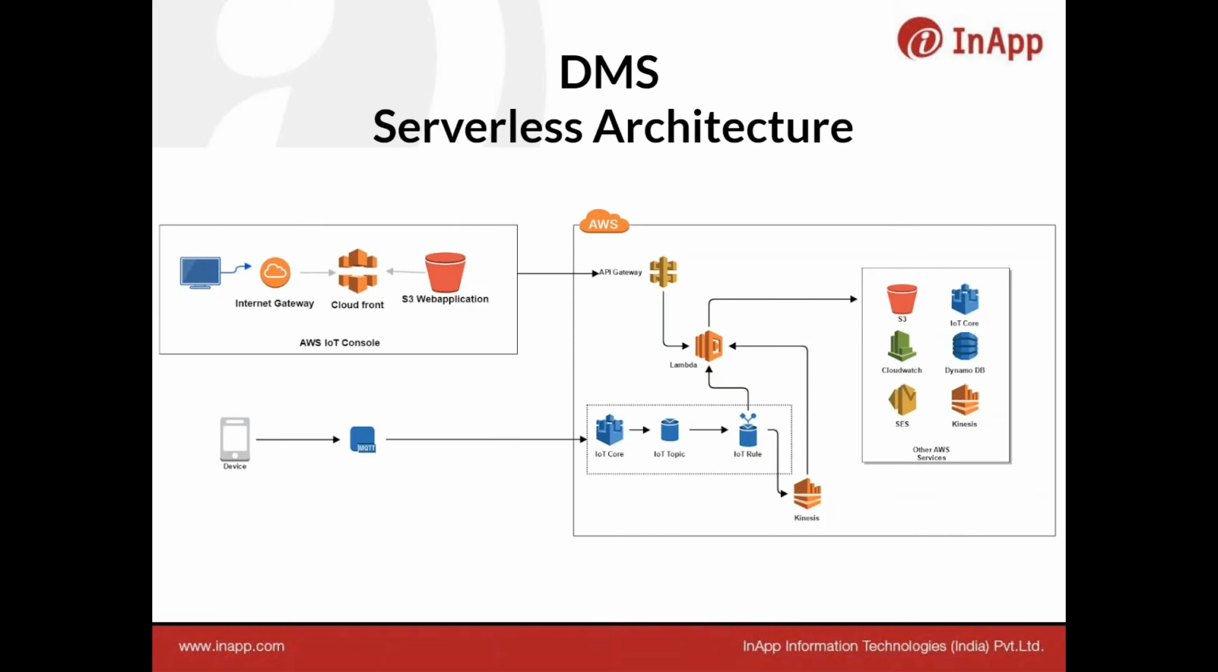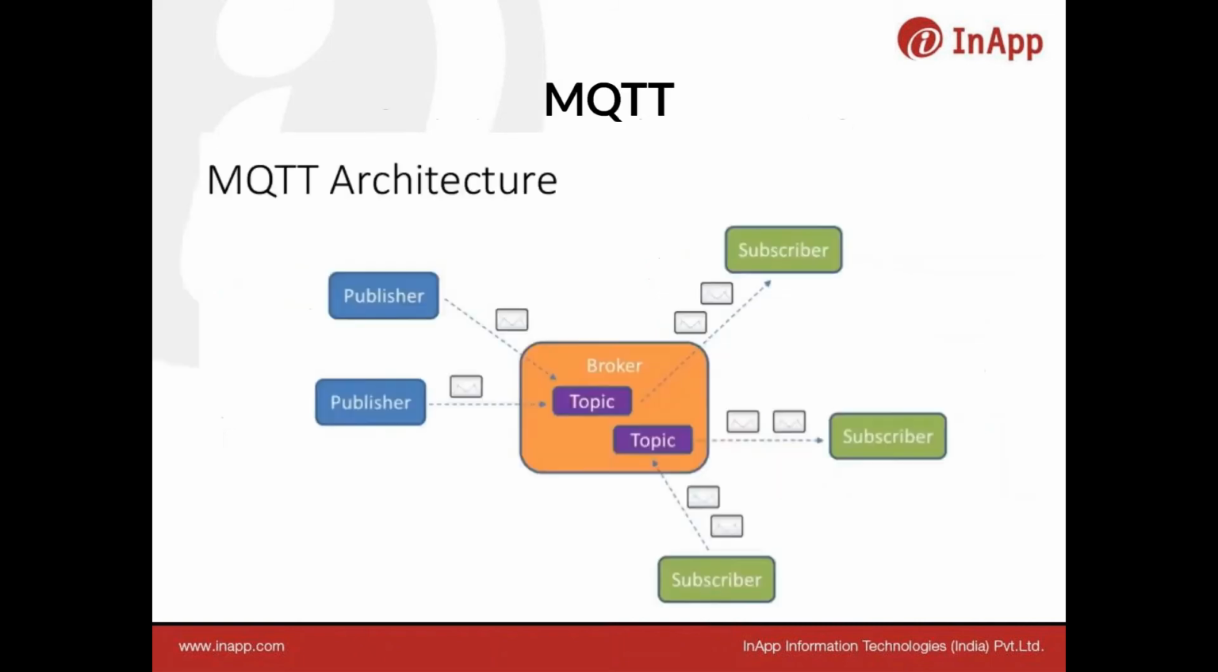Another application, the AWS IoT console, is also a serverless application. It's a web application that is hosted in S3. We don't have an EC2 there. That's my point. It connects through API Gateway and sends instructions to AWS IoT Core, and those instructions will be sent back to the device, and the device can act on it.